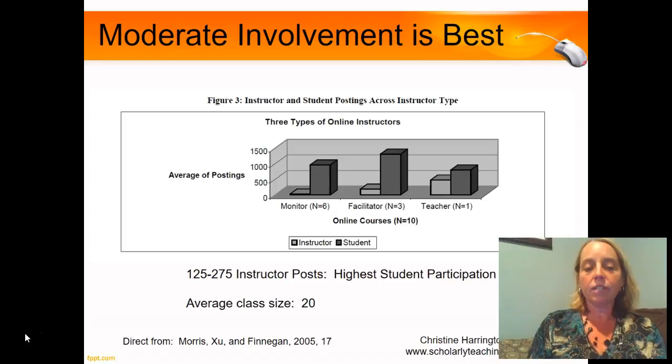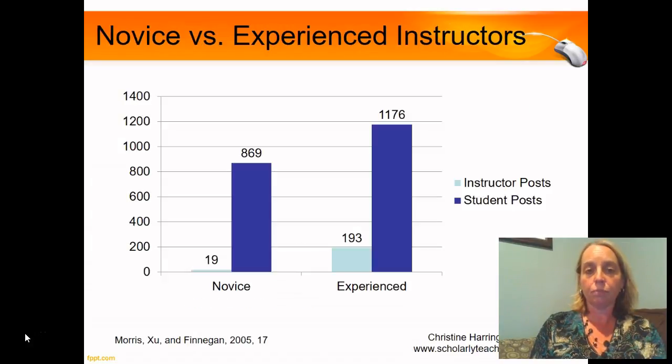This study done by Morris and colleagues looked at how a moderate amount of involvement was best. In the first bar graph you see on the left-hand side, the bars on the left are the faculty, and the taller bars are the students. When the moderator or instructor really didn't participate much, you can see students didn't either. When they participated a moderate amount, we had the highest level of student involvement. When they were really involved, students did not participate as much either. So again, this study suggests a moderate amount might be the best approach.